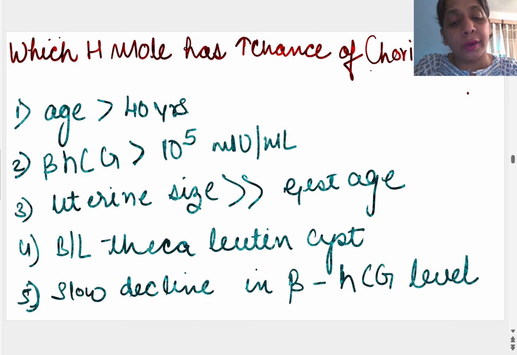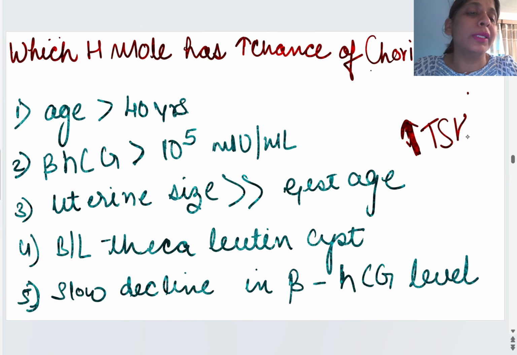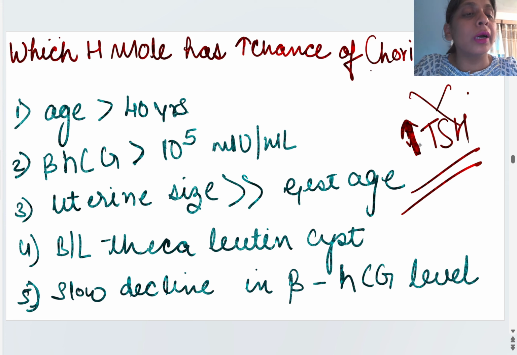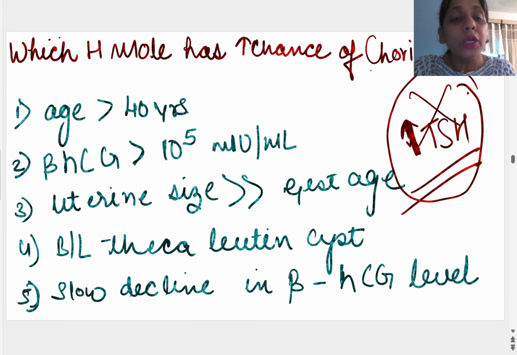Here they give you that if the patient has hyperthyroidism, so we learned that in the starting, yes, beta HCG also stimulates like TSH, but if there is hyperthyroidism, then there is no chance of choriocarcinoma or neoplasia. So thyroid is not in the list, I'm telling you. So you will get it in your mind. So these are the 5 factors.